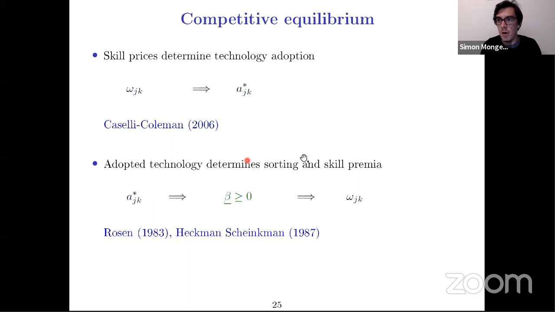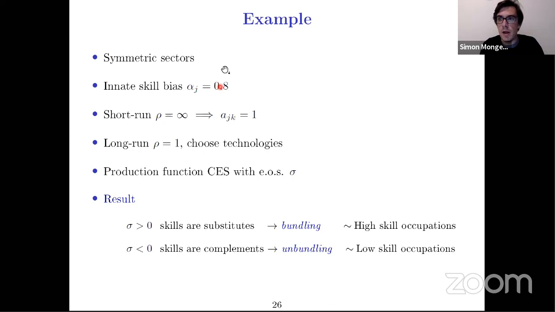Okay. So as an example, I'm going to have some innate skill bias. In the short run, I said this is Leontief. In the long run, I have the full set of technologies available. And again, this production function is CES with the elasticity of sigma. So what's the result here? The result is that if skills are substitutes, then endogenously, we'll find that the equilibrium bundles.